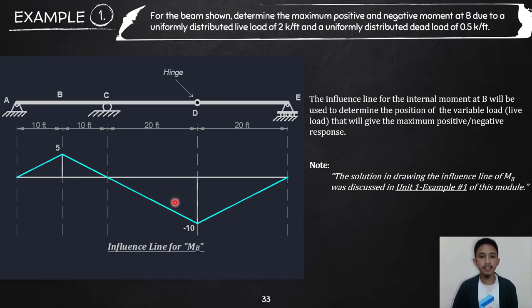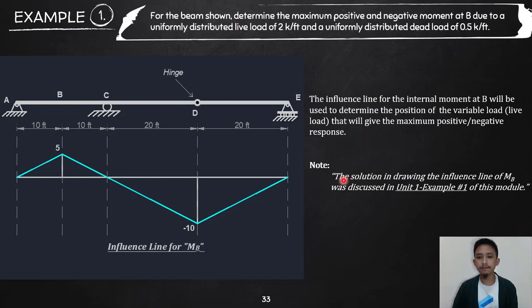So again, that is why we will be needing the influence line, since our loading has the live load, which is a variable load. But at the same time, you should not forget that we have a dead load. A dead load is of course not a moving load, it is a fixed load. So it is a combination of a fixed load and a moving load or a variable load.